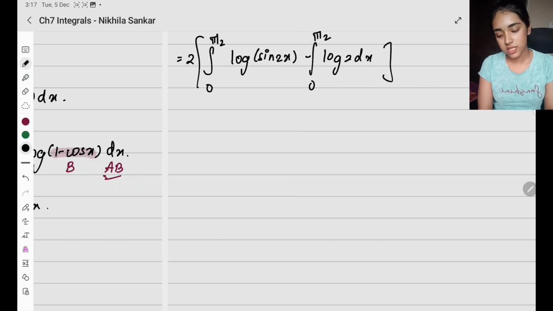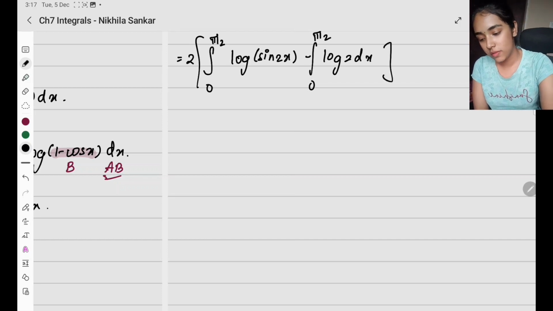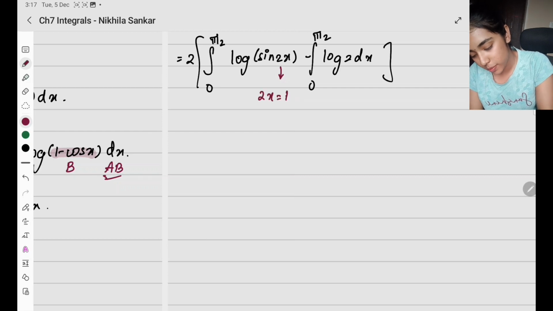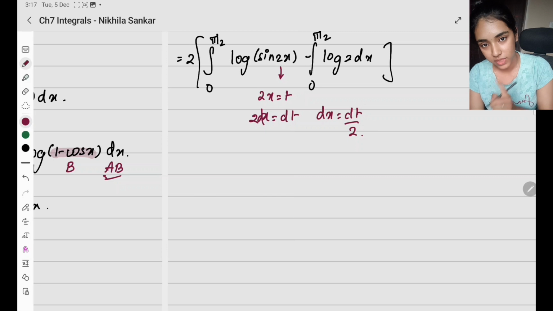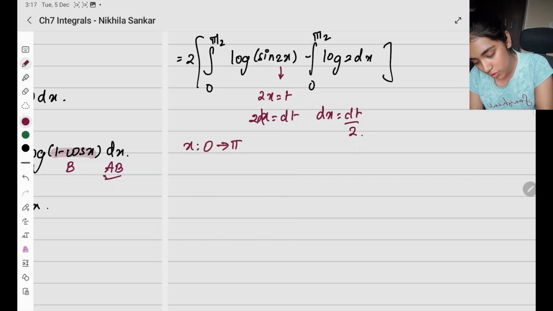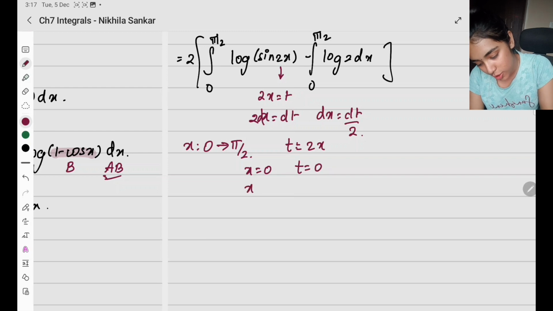So log 2 is a constant, it can come outside, and I have to solve the integral on the left. So I can substitute for 2x. So 2x is going to be t, 2 times dx equals dt. So dx equals dt divided by 2. If the variable is changed, the limits also change. So x travels from 0 to pi by 2. So t is going to be 2x. When the value of x is equal to 0, t is going to be 0. When the value of x equals pi by 2, t equals pi.